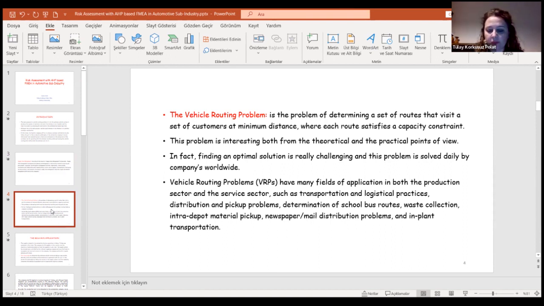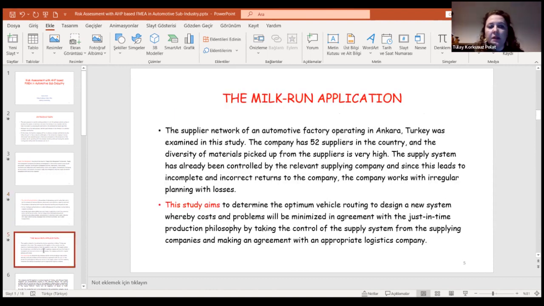Vehicle routing problems have many fields of application in both the production sector and the service sector, such as transportation and logistical practices, distribution and pickup problems, determination of school bus routes, waste collection, intra-depot material pickup, newspaper and mail distribution problems, and implant transportation, etc. The supplier network of an automotive factory operating in Ankara, Turkey, was examined in this study.